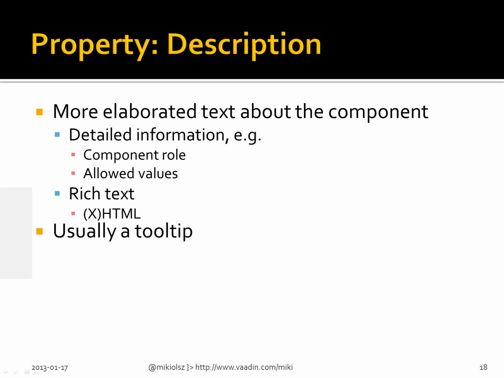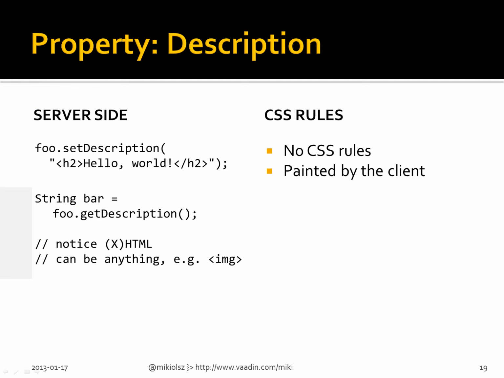And the third property is called description, and it's more elaborate than the caption. It's entirely optional. It should provide some information about the role of the component, for example, or what are the allowed values for the component, or what will be the effect of interacting with the component, or something like that. In contrast to caption, descriptions allow HTML. Browsers render this as a tooltip, so when the user hovers a cursor over a component and waits a little, then a tooltip is displayed. And again, this is very simple. It's a string type property. There are no CSS rules for that, so you cannot format it anyway.